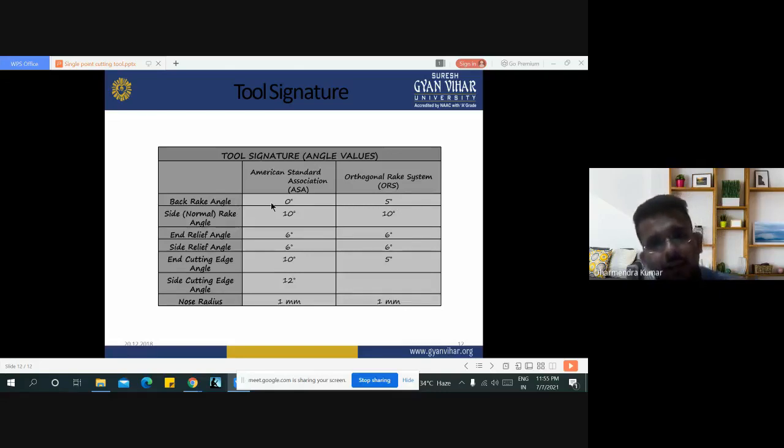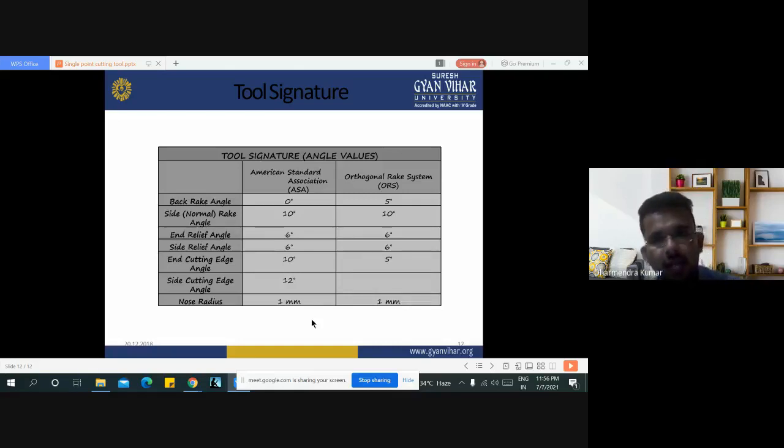Like back rake angle, 0 degrees in ASA and 5 degrees in the orthogonal rake system. Side rake angle is 10 degrees in ASA. End relief angle is 6 degrees. Side relief angle is also 6 degrees. End cutting edge angle is 10 degrees. Side cutting edge angle 12 degrees, and the nose radius is approximately 1 mm.